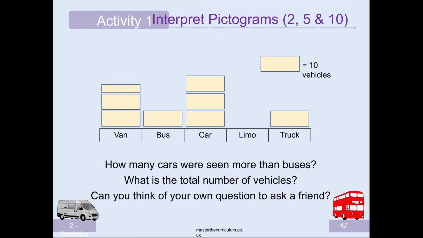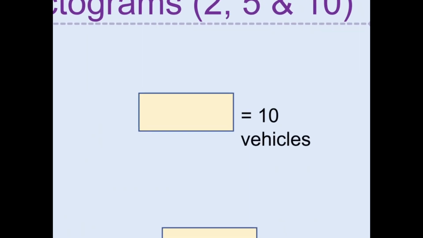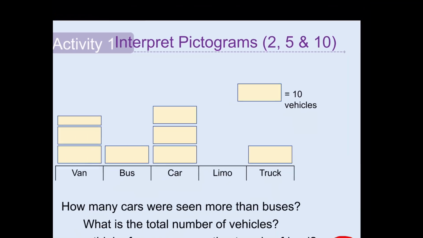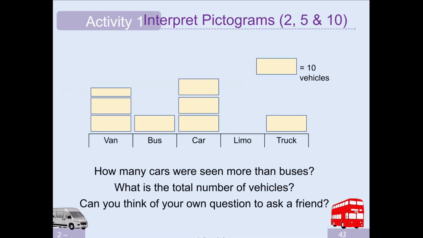Are you ready for the next activity? You're going to interpret this pictogram. But first, before you do it, check the key. This yellowy white rectangle represents 10 vehicles. It says equals to 10 vehicles. So each block represents 10. So get ready to count in tens. Here we have some different means of travel. Let's see if we can work them out. And there's a little bit of a trick in here.